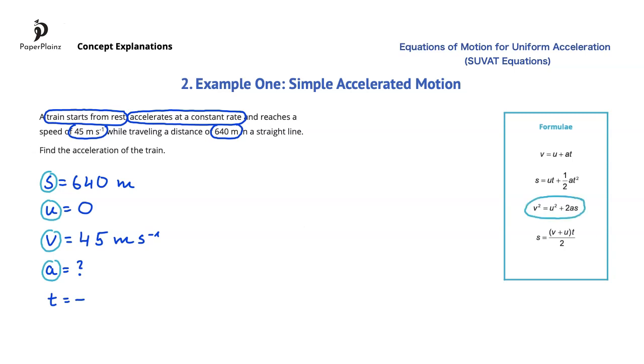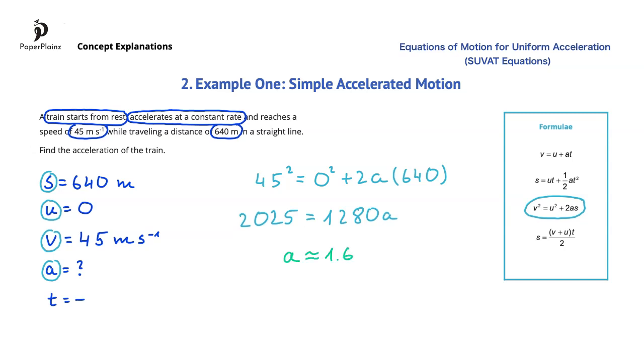Let's substitute. 45 squared is equal to 0 squared plus 2 times A times 640. 45 squared is 2025. 0 squared is just 0. So on the right hand side we get 1280A. Dividing by 1280 gives us approximately 1.6 meters per second squared for the acceleration. Notice that since both S and V are given to 2 significant figures, I rounded the acceleration to 2 significant figures as well. Let's see another situation involving uniform acceleration.